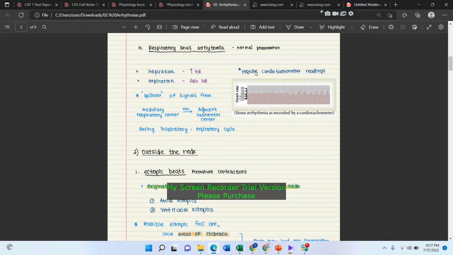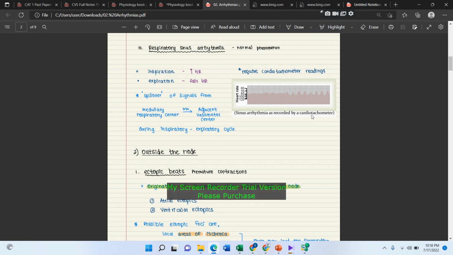The third one is respiratory sinus arrhythmia. It's a normal phenomenon. This respiratory sinus arrhythmia is found within us also. When we inspire, our heart rate increases. In our expiration state, we have a comparatively reduced heart rate. So you can see our heart rate drops in expiration and increases in deep inspiration.